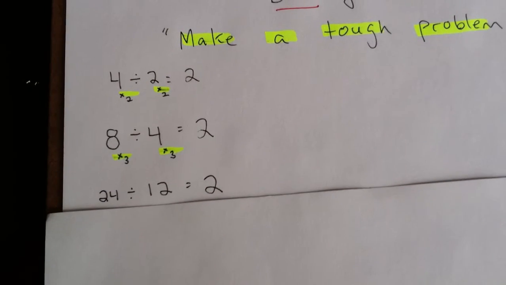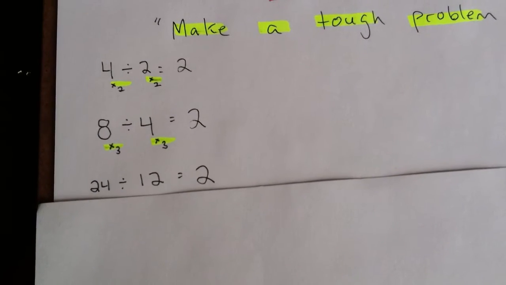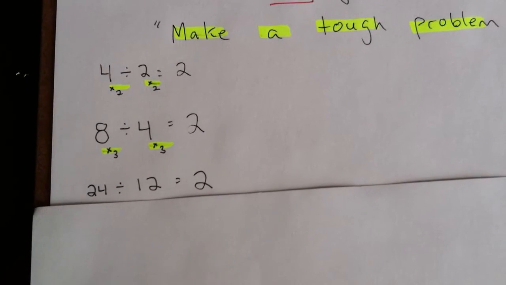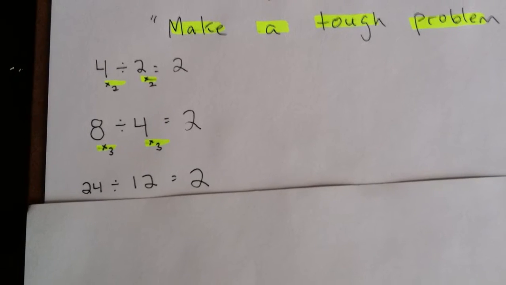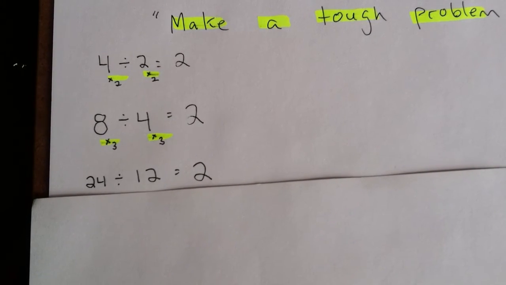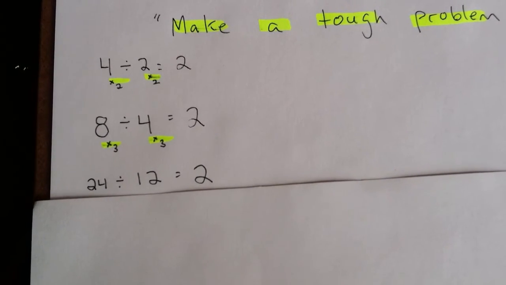Well, that's an interesting pattern. Basically what that means is, if we use the same number to adjust the divisor and the dividend, we're going to get the same answer every time. Keep that in mind as we work today.